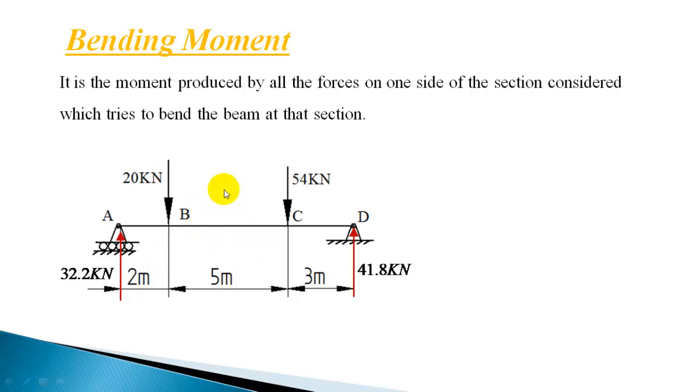If you are calculating the bending moment at a section somewhere here, if you take up these forces, it will produce a moment. Summation of this moment: this 32.2 kilonewton will produce a moment with respect to this section, and 20 also will produce a moment with respect to this section, but they are opposite in direction. This will produce a clockwise moment, this will produce an anti-clockwise moment.